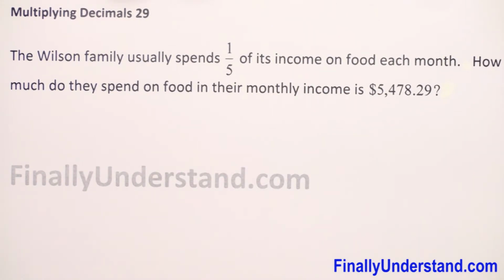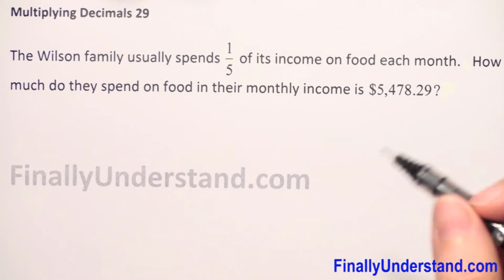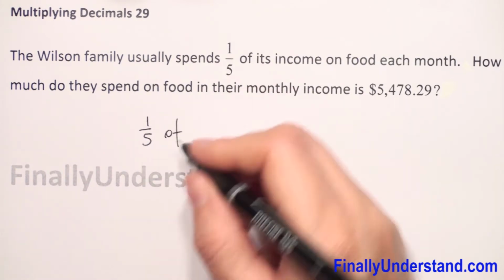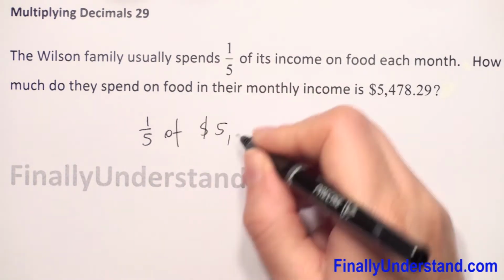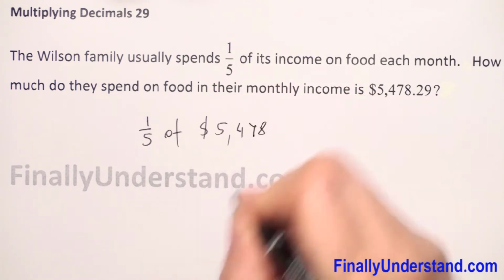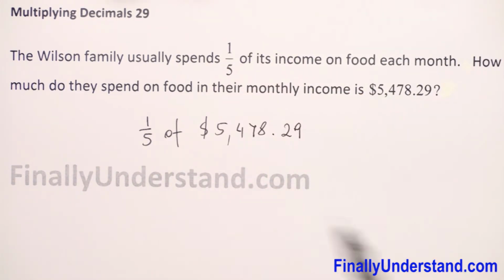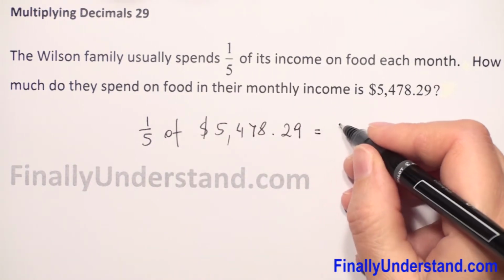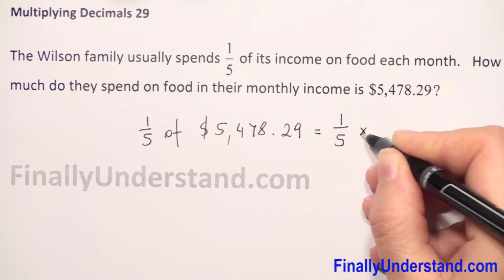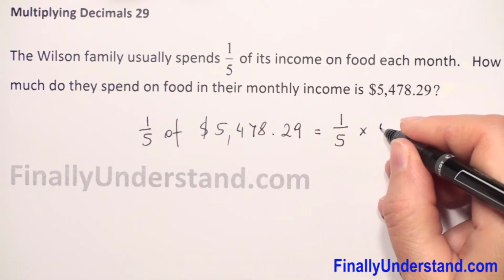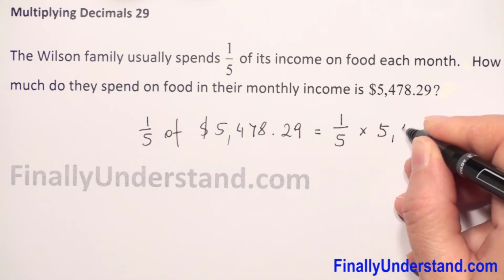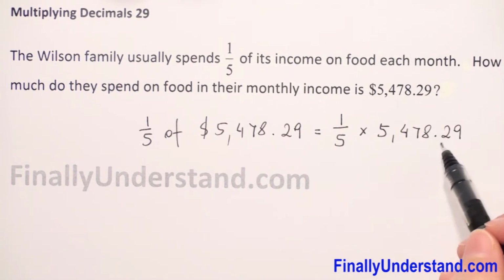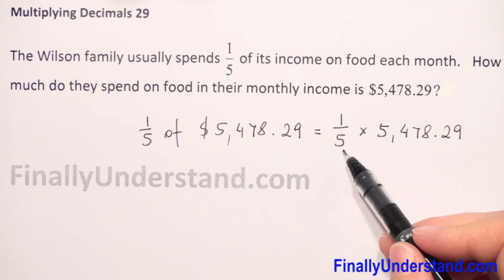First, we have to calculate 1/5 of 5,478.29. When we have "of", it's like multiplication. So we can write that this is 1/5 times, let's forget about the dollar symbol, 5,478 decimal point 29. Because we have a decimal number here, we can change 1/5 to a decimal number also.